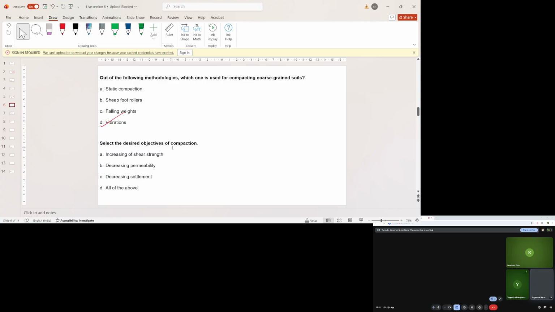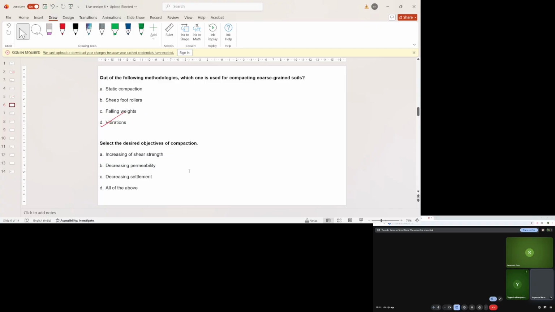Ultimately, the compaction is going to reduce the amount of voids that is present, and the grain to grain contact is going to increase, which will ultimately contribute to the increase in shear strength. And since the voids ratio is decreasing, the permeability is also going to decrease, as the number of voids is getting less, and settlement.